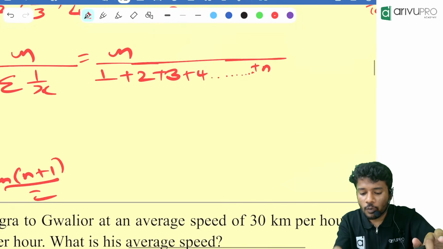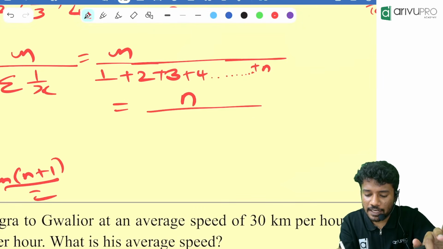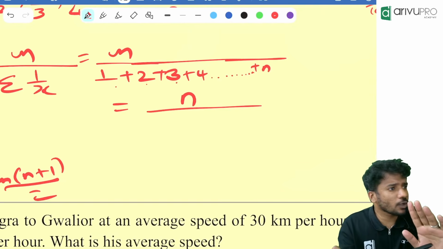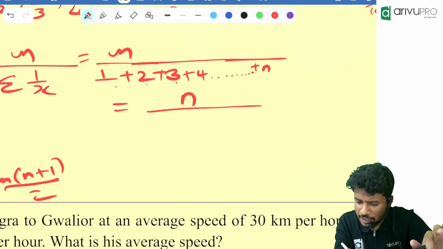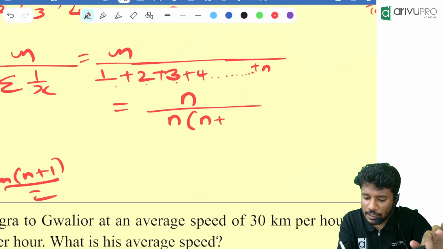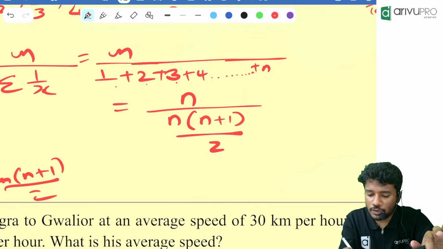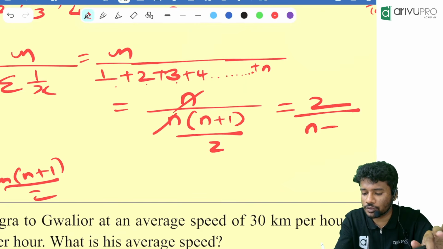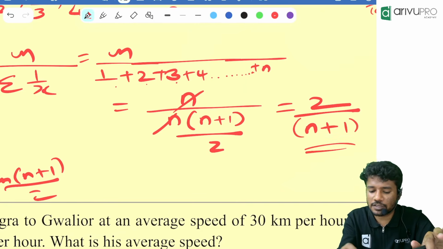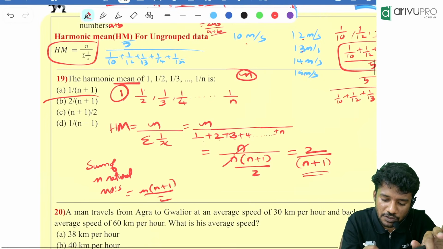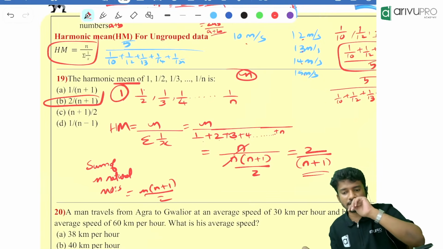So people, what is the denominator then? n divided by 1 plus 2 plus 3 plus 4 plus etc. up to n is what? Sum of n natural numbers, right? Can I write it as n into n plus 1 divided by 2? n cancels. 2 goes to the numerator. What will remain? 2 divided by n plus 1 is your answer. Which option is the answer, people? Option B is the answer.